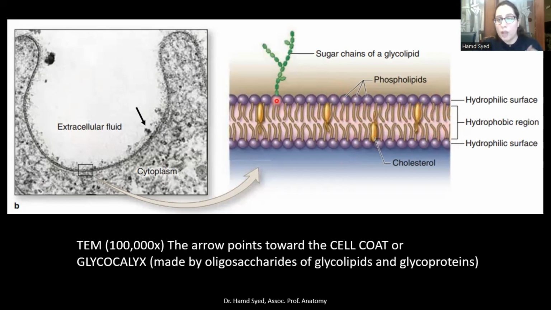Also keep in mind on the outer aspect of the plasma membrane, you can see the sugar chains which are attached to the phospholipids. And this arrow you can see over here points towards this cell coat or glycocalyx, because eventually when you look over here in this electron micrograph, this is the glycocalyx attached to the outer aspect of the plasma membrane. This glycocalyx consists of the sugar chains which are attached to it, over here shown to us in green.